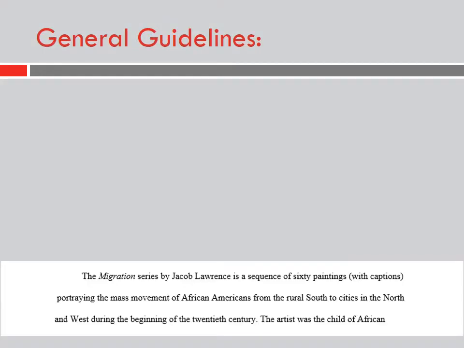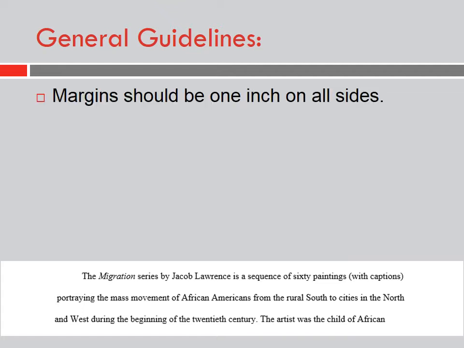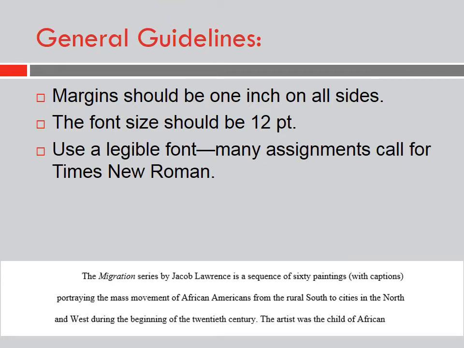MLA 8th edition gives several guidelines on how to put together your paper. First, your paper should have 1-inch margins on the top, bottom, and both sides. This is the default in most, but not all, word processors. Second, MLA calls for 12-point font, which is frequently not the default font size. Third, make sure you use a legible font. Times New Roman is most frequently used, and many professors prefer it.